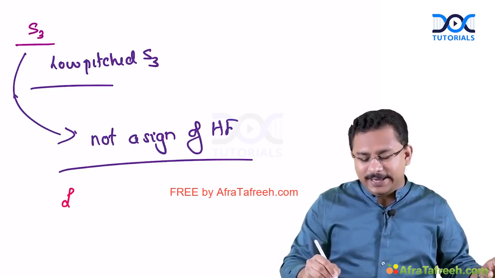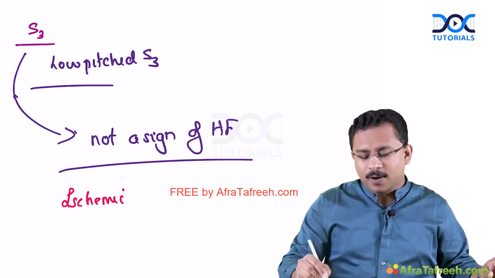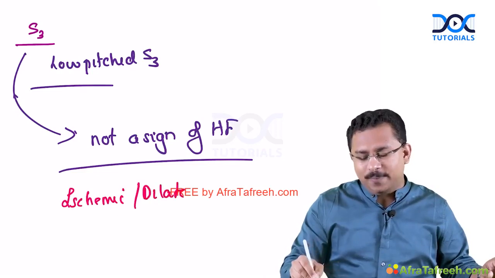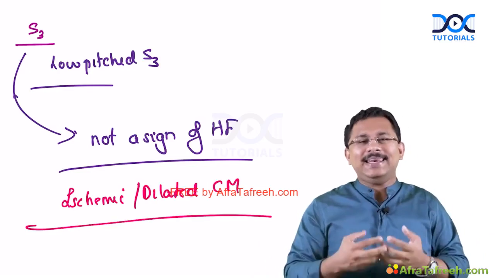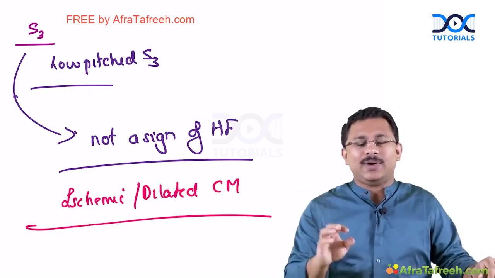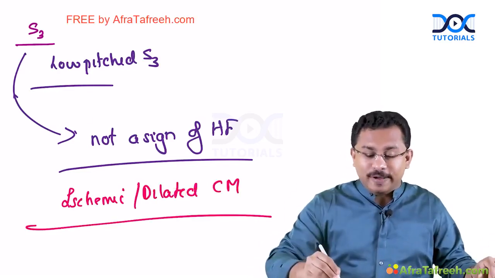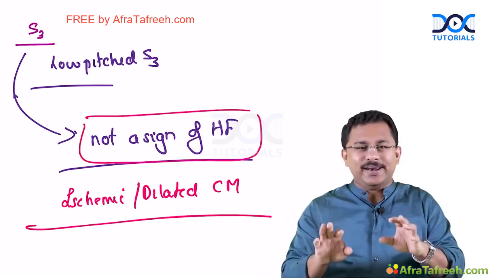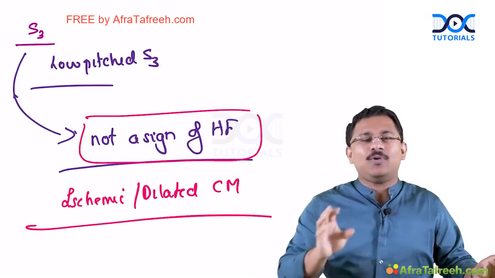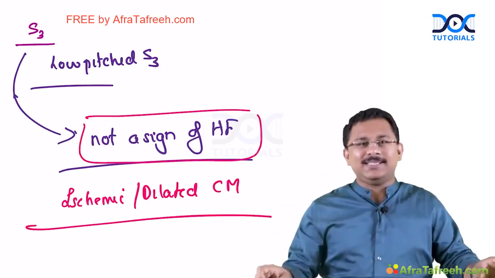So in case of an ischemic or dilated cardiomyopathy, the scenario is different, where an S3 can indicate ventricular dysfunction. But otherwise, remember, in case of mitral regurgitation, the presence of S3 is not a sign of heart failure. It is a part of the hemodynamics of mitral regurgitation.